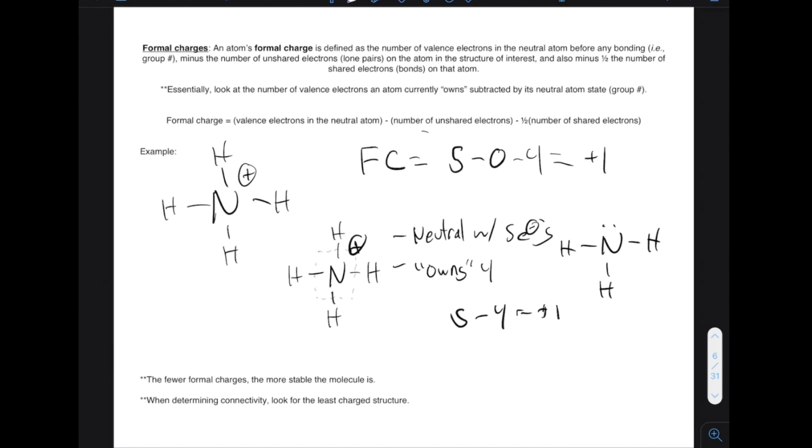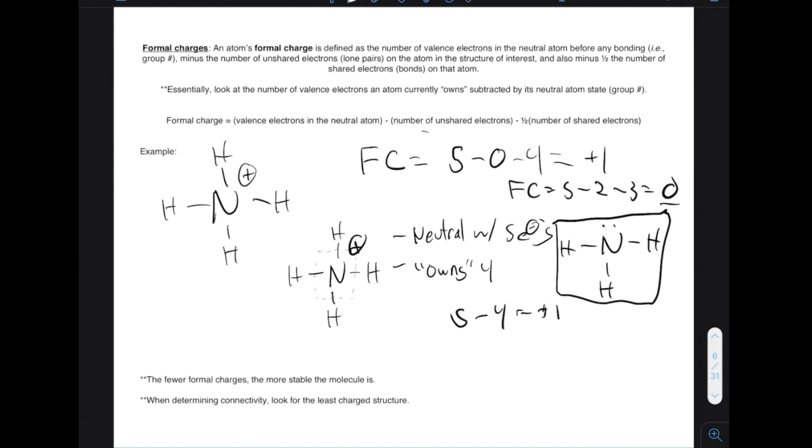So it is neutral. Looking at the formal charge equation for that, going into the actual math behind it: 5 valence electrons in neutral nitrogen, the number of unshared electrons is 2, because of 1 lone pair, and then half the number of shared electrons, so there are 6 shared electrons from each of these covalent bonds, so that is 3. So the formal charge is 0. So it is a neutral molecule, a neutral compound.